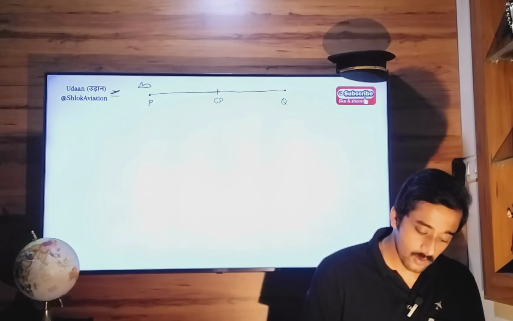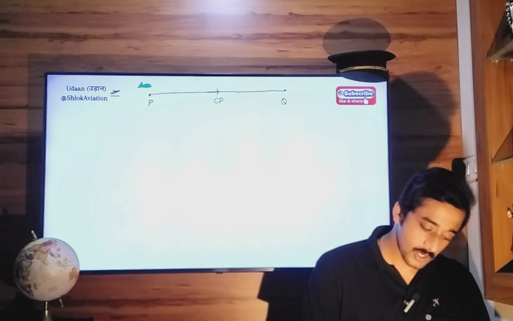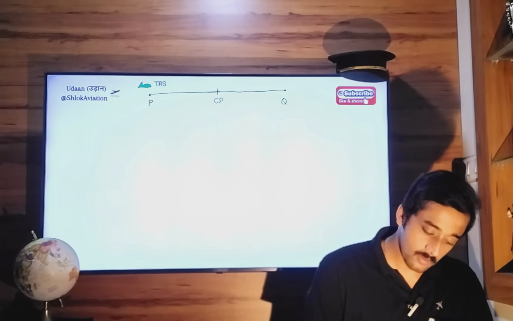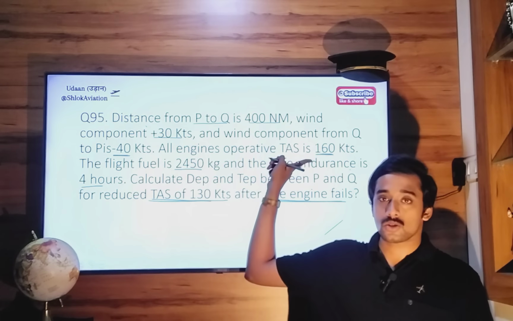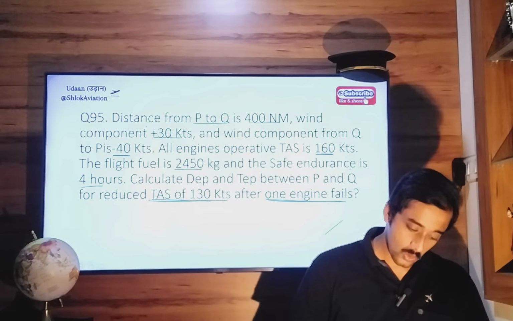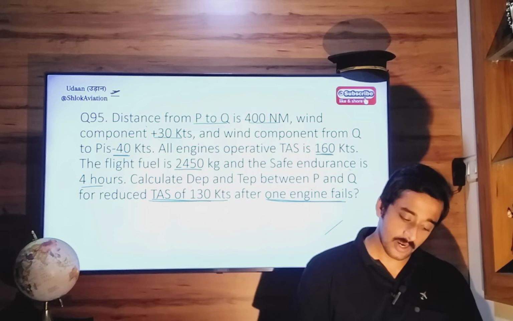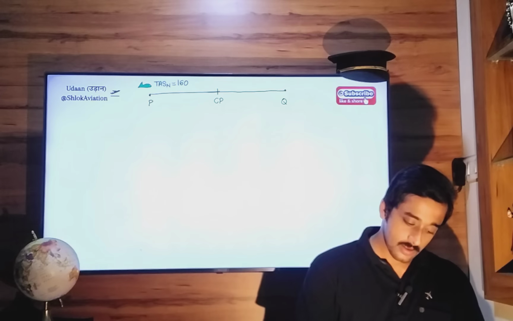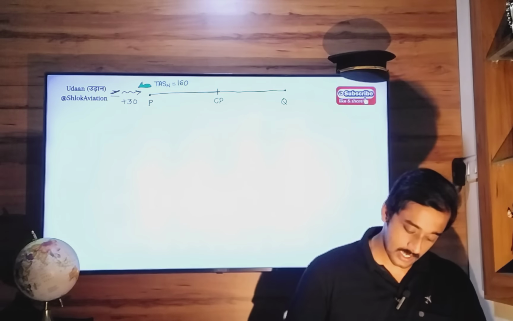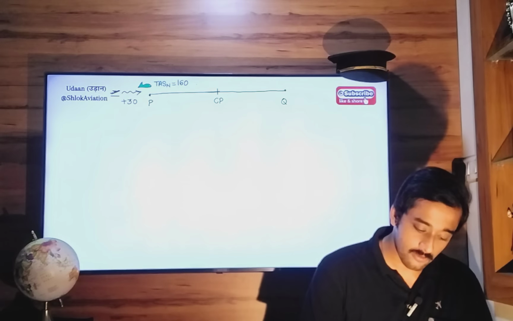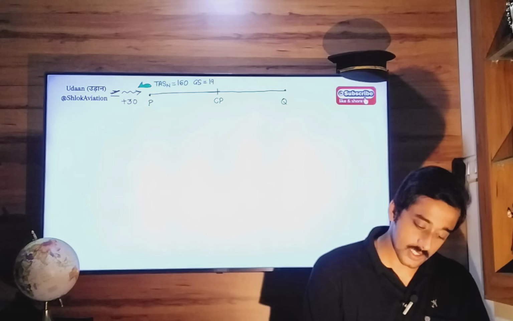Now, starting from departure, all your engines are working completely fine. So your TAS will be normal TAS, which is equal to 160 knots. In the start, you are getting a tailwind of plus 30. So your ground speed will be equal to 160 plus 30, that is 190 knots.